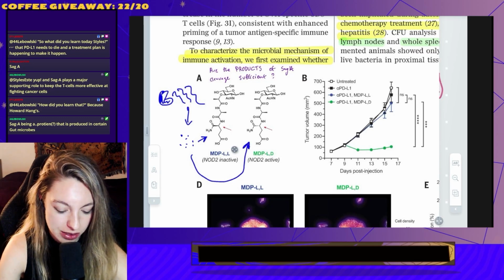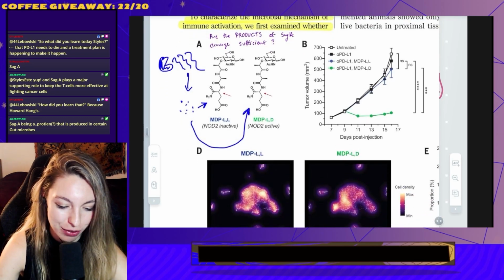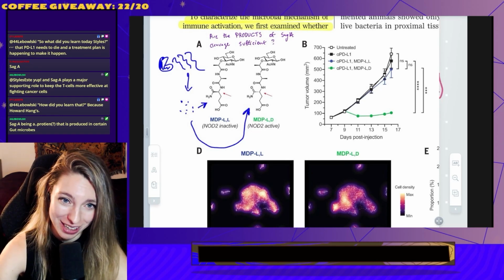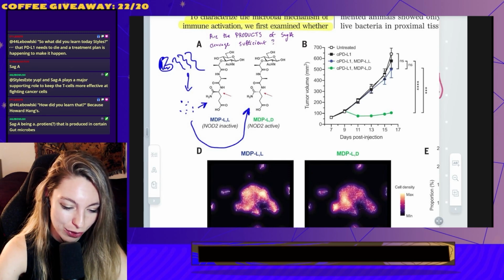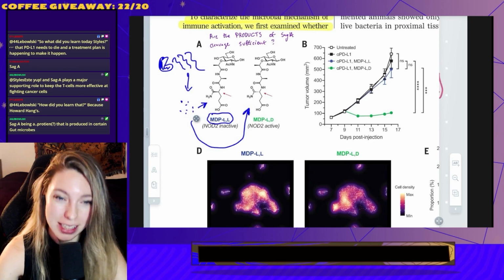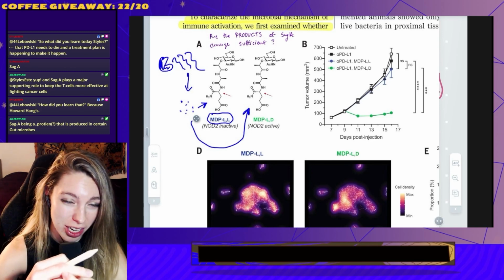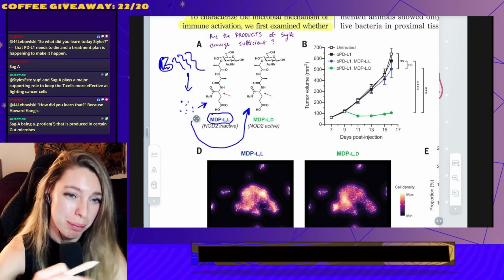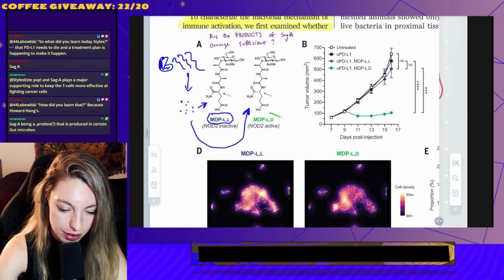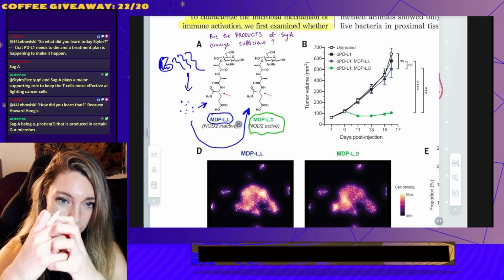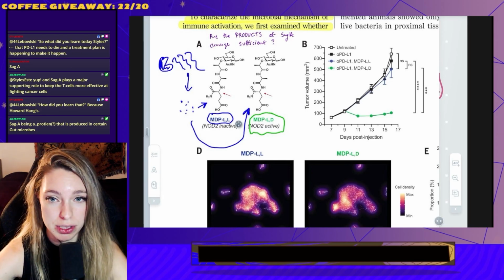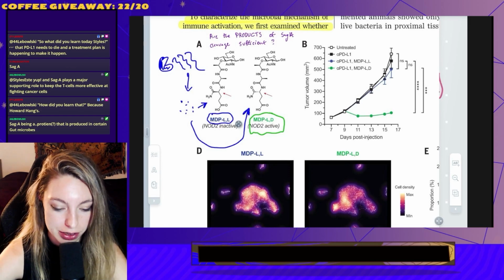Now they have two versions, one that's NOD2 inactive and one that's NOD2 active. I don't actually know what it entirely means, but I'm guessing that this version, when it binds to NOD2, doesn't activate NOD2. Like it can bind NOD2, the immune receptor, but it doesn't activate it. Whereas this green one is active. When it binds NOD2, it activates the immune cell, which then starts this whole domino effect that somehow results in the T cells being better cancer killers.